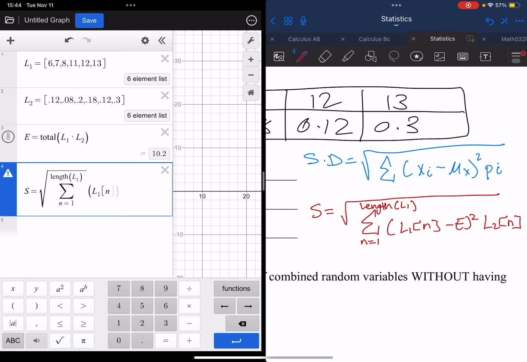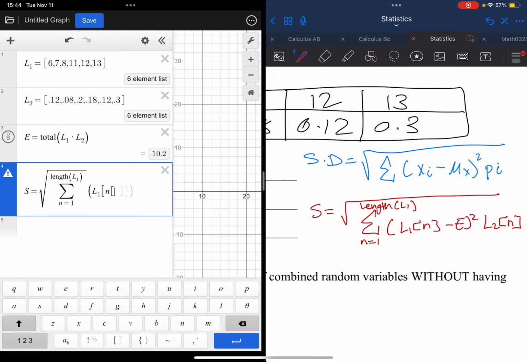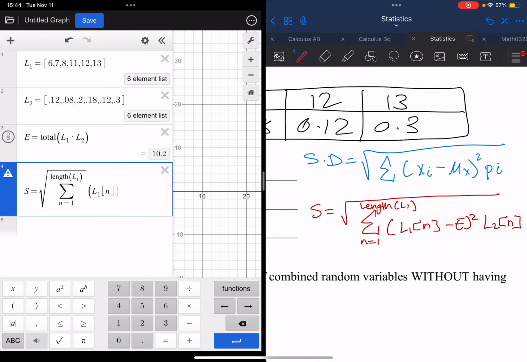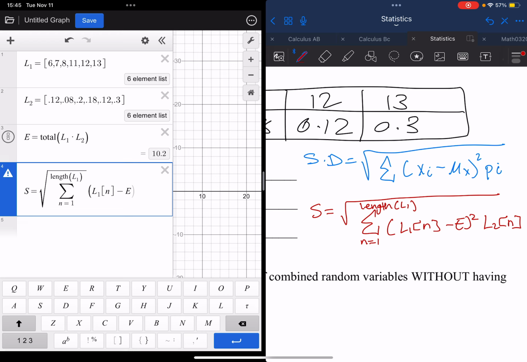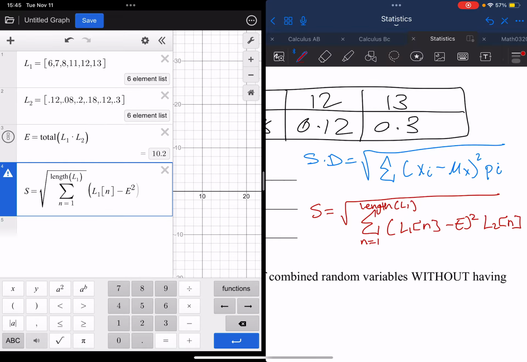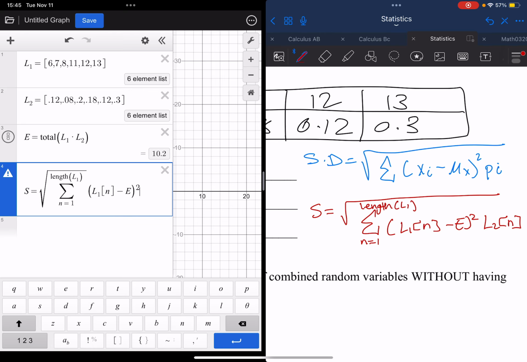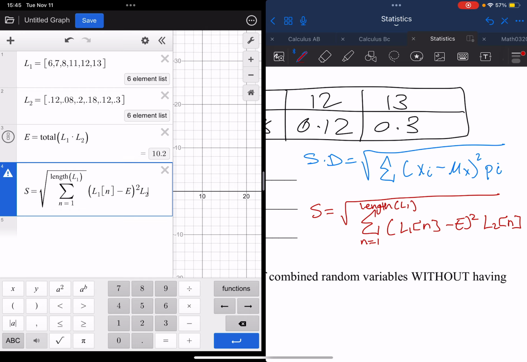Okay. So then minus e. And what it's going to do is pull from our expected value equation that we just created above. Okay, and then I want this to be squared. Oh no, how do I get rid of that? There we go. Okay, then times L2 bracket n.